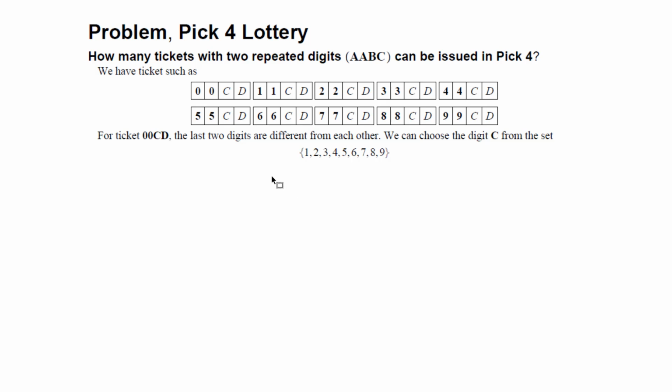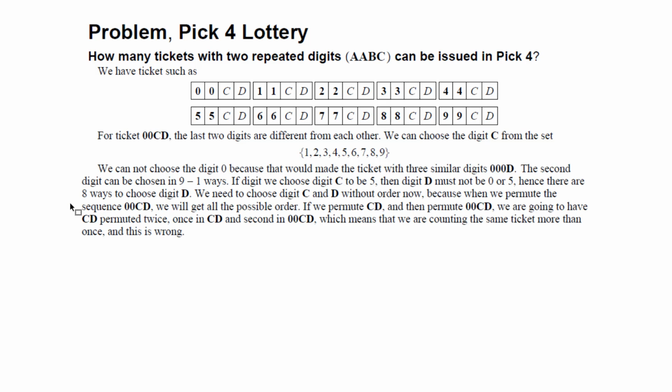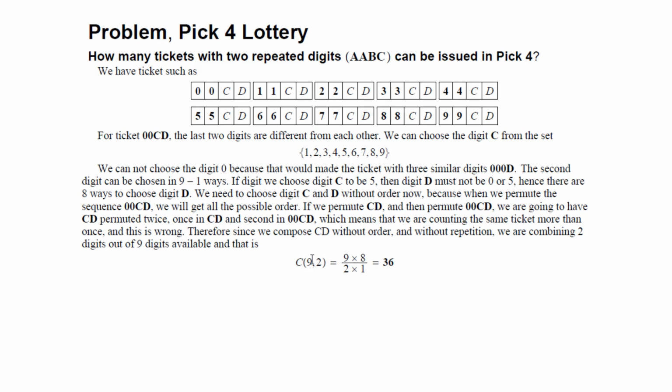So this is the first notice. Now the second important notice is that if we use permutation of CD and after that we permute 00 CD, we end up permuting CD twice, and that means that we are going to count the same element more than once, and this is not acceptable. So what do we do in such case? We use combination of CD.